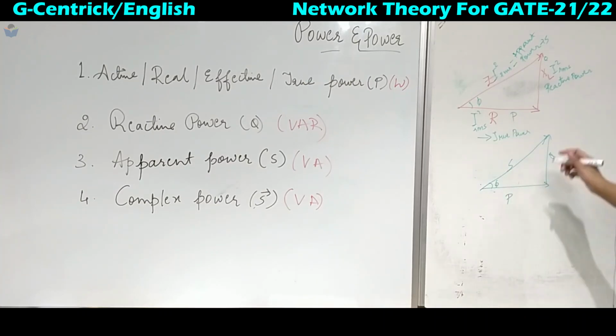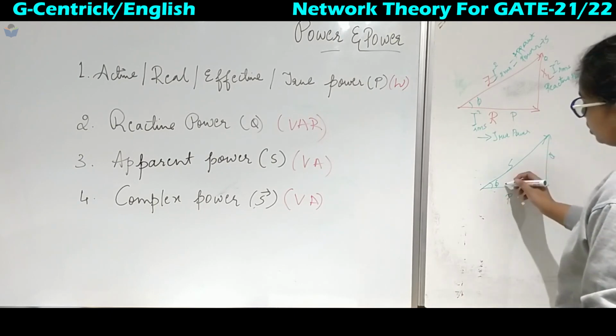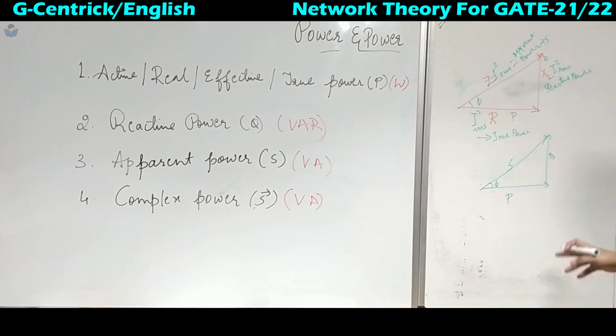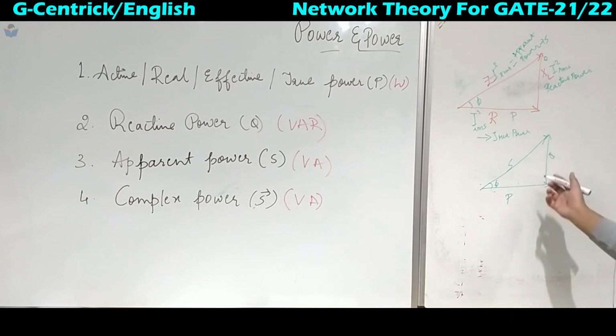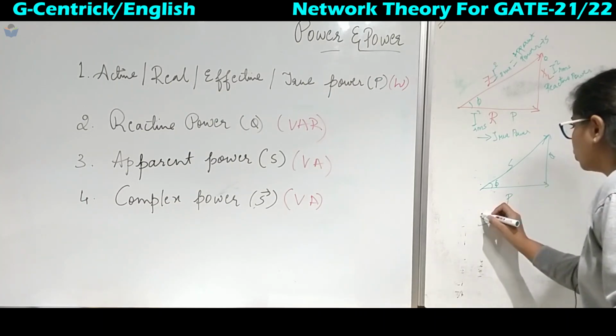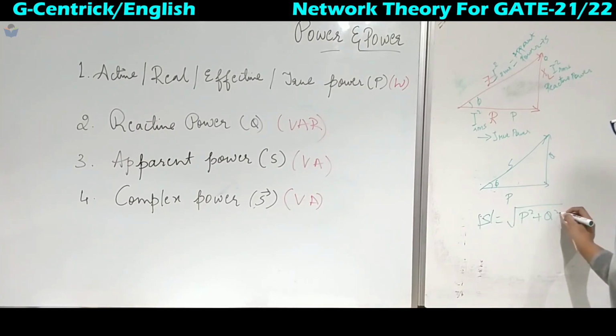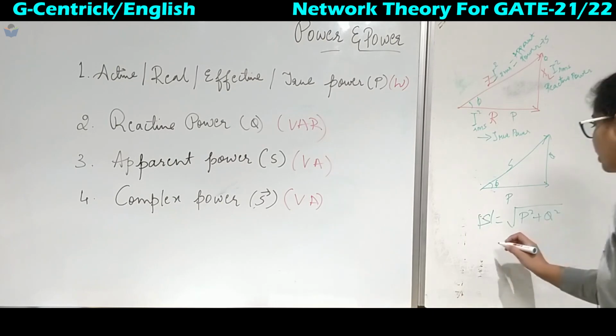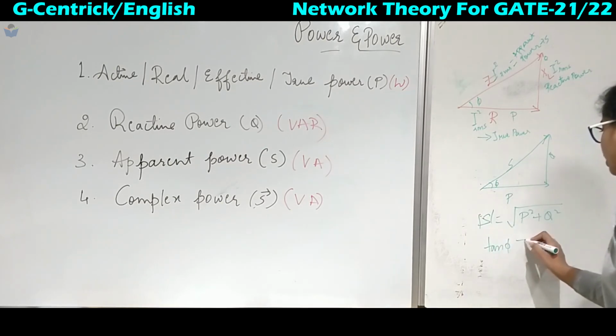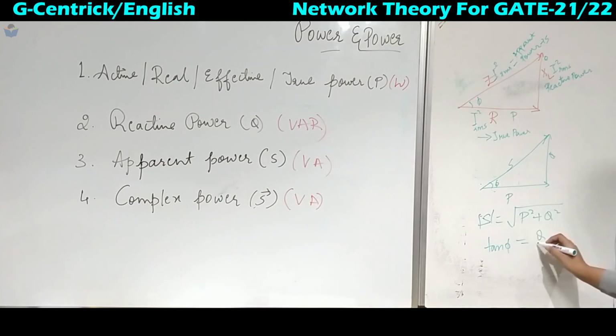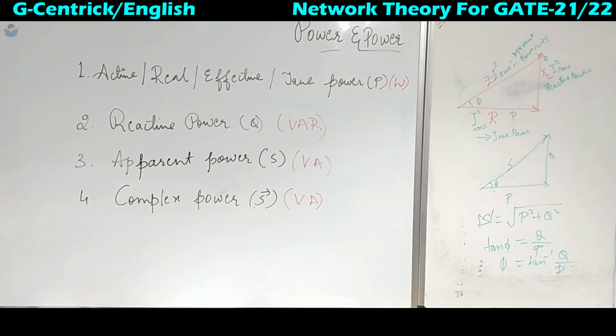So this is the representation of the power triangle. From this only we will get the power factor. We have different definitions for that also, which we will see next. The magnitude of S can be obtained from P square plus Q square, the Pythagoras theorem. Next we take tan phi, which is the reactive power upon P. So phi is tan inverse of Q upon P. This is the power triangle representing true power, reactive power and apparent power.